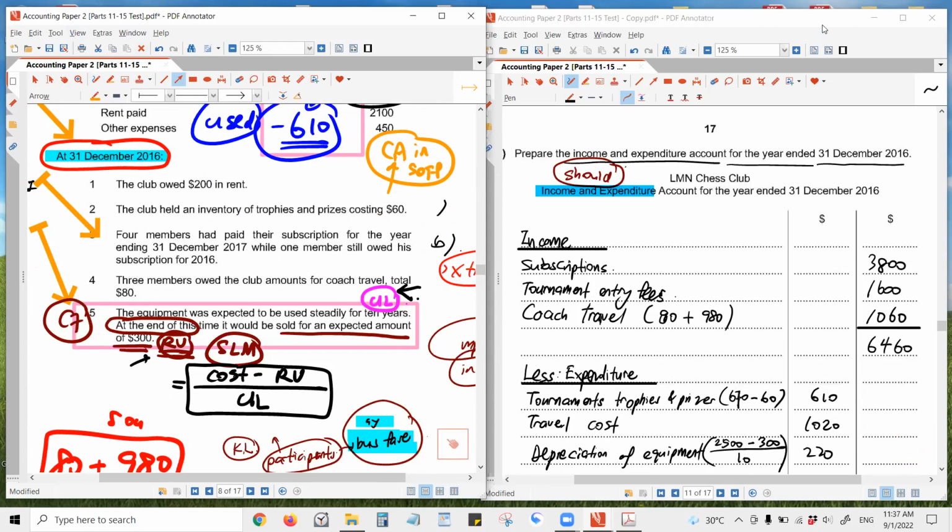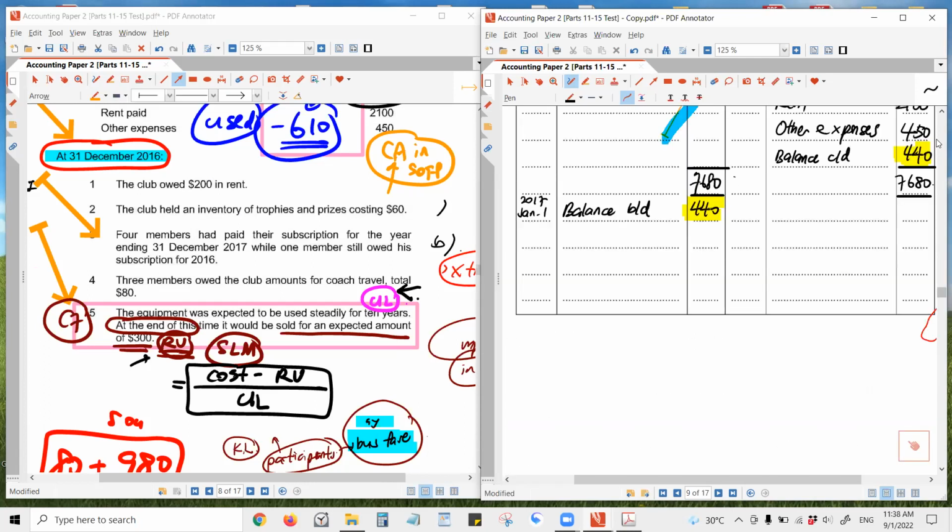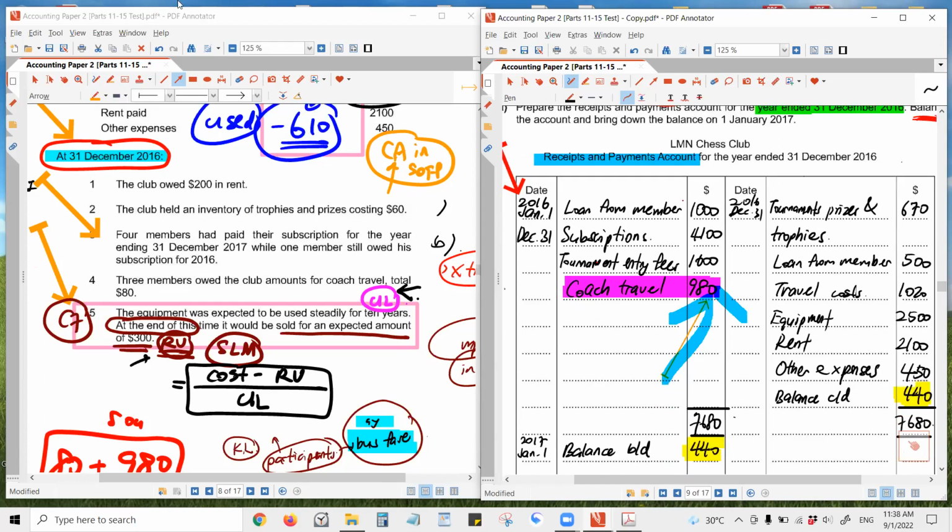Now, continue. We look at the next expense. Again, look at the receipt and payments account, credit side, to see if there is any other expense. Scroll up. So this is the receipt and payments account. Rent, 2,100. You can see rent 2,100.